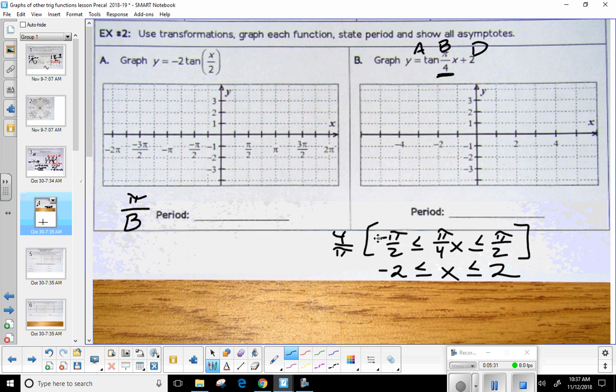Remember, it doesn't matter if theta's in there, you're still going to do the same thing. If you don't like theta, just replace it with x or vice versa. Okay, so I've got this set up. So now I'm not going to use him again until I get the critical values taken care of. All right, so what were the critical values for tangent?